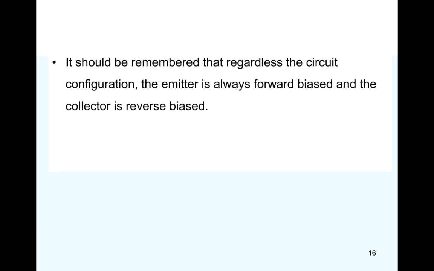So you should remember that regardless of the circuit configuration, the emitter is always forward biased and collector is reverse biased. So regardless of the circuit configuration, the emitter is always forward biased, collector is always reverse biased.